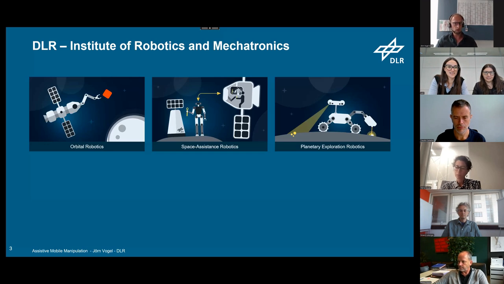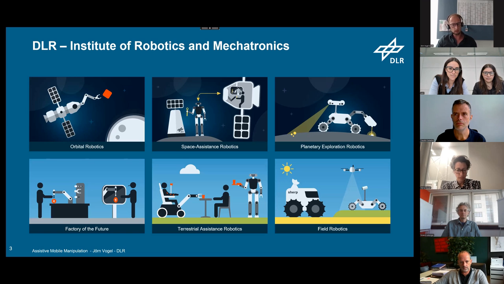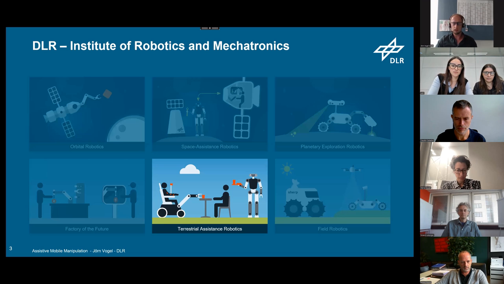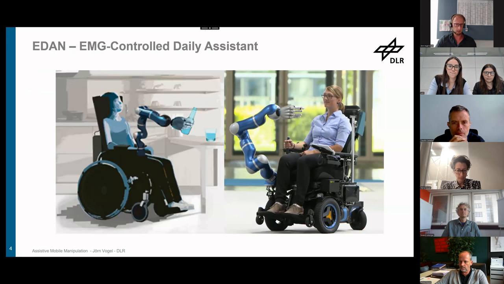At the Institute of Robotics and Mechatronics, we research different aspects of robotics, some of them related to space, as we are the German Aerospace Center. But we also have matching application domains in terrestrial applications. Today, I want to give you a perspective of what we do in the terrestrial assistance robotics domain, and specifically what we do in assistive robotics for people with physical disabilities. The system I will talk about, the system we will also compete with at the Cybathlon in the assistance robot race, is EDEN.